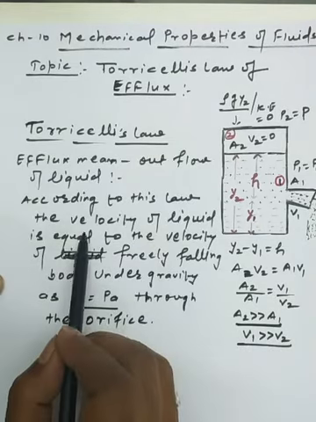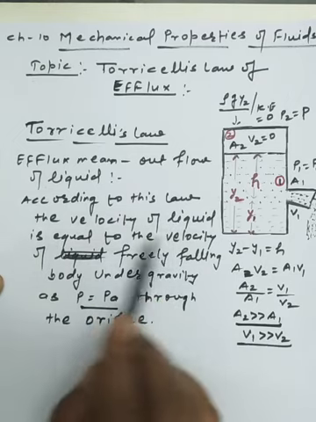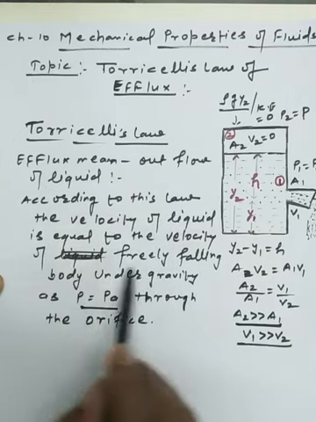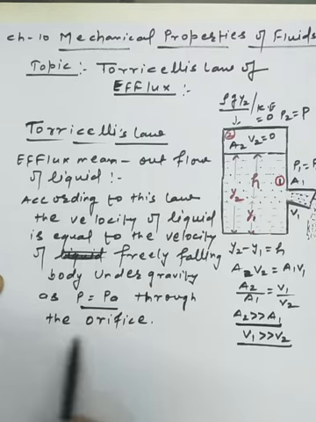So here we have the general statement. Efflux means the outflow of liquid, and according to this law, the velocity of liquid is equal to the velocity of a freely falling body under gravity, as P is equal to PA through the orifice. Okay, so how can we prove it?